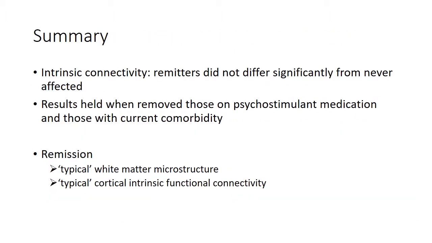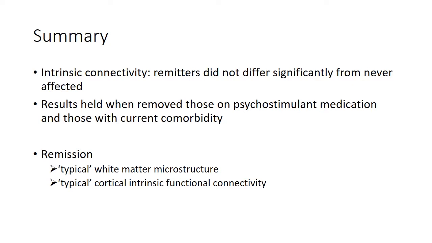So to recap, we find that remitters were essentially indistinguishable from the never affected in patterns of intrinsic functional connectivity as measured by MEG. Anomalies were confined to those with persistent ADHD. We did not find that a childhood history of ADHD left fixed anomalies, and there was no evidence of neural reorganization in the remitters. Note that this pattern of findings held when we removed those adults who were on current regular psychostimulants, and also when we excluded the 10 to 30% of those with current comorbid disorders.